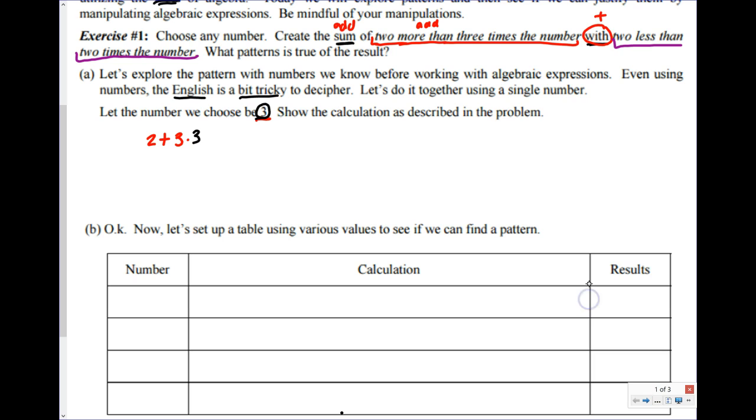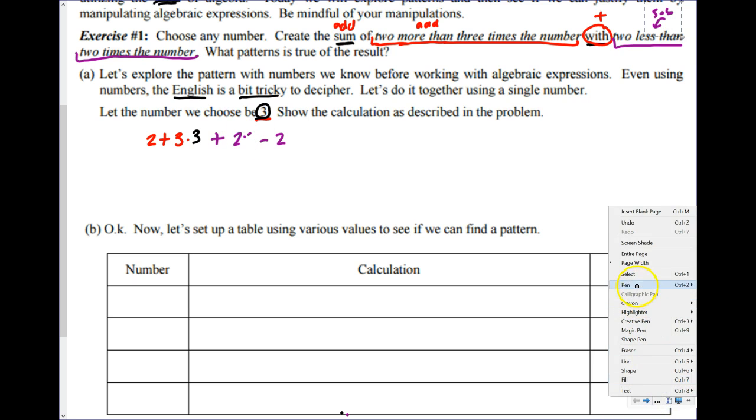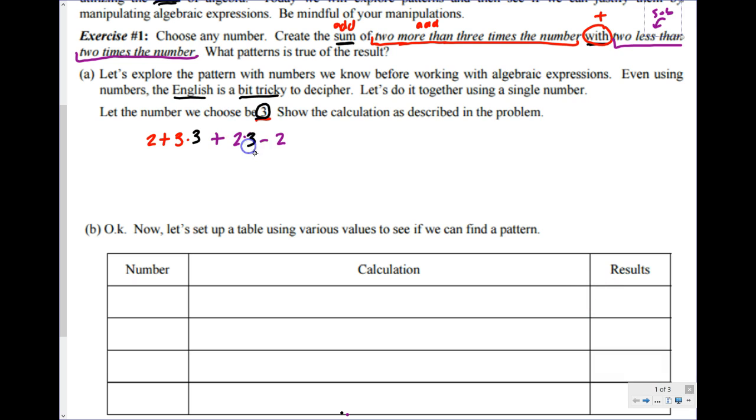The second part says with, so I'm going to add that, plus 2 less than 2 times the number. Remember, 2 less than means subtract, and it goes at the end. So minus 2, 2 less than 2 times the number. So 2 times that 3 that we originally had. Okay? So 2 more, 2 plus, 3 times the number, with, there's the plus, 2 less than 2 times the number. Okay? So now I'm going to simplify that.